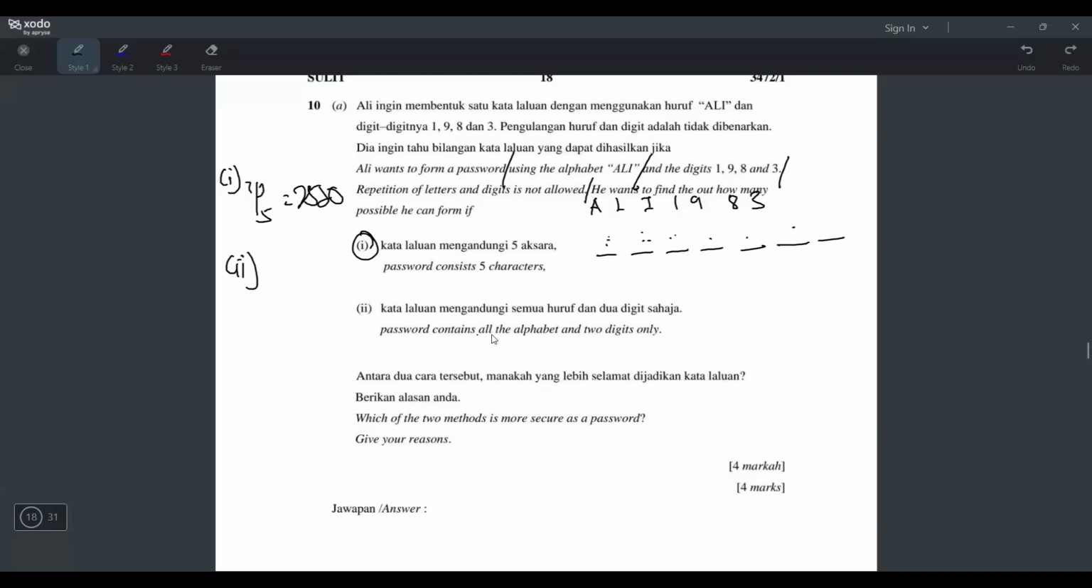Okay, they have a condition. Contains all the alphabet and 2 digits only. So if you want all the alphabet to get chosen and arranged inside, it means the ALI has to get chosen. So I would say 3, because all these 3 must get chosen. And 2 digits only.